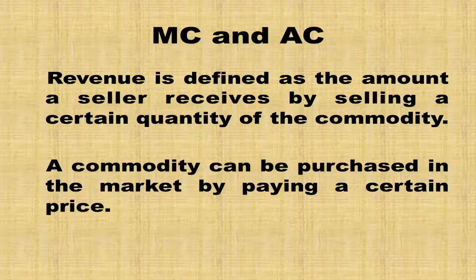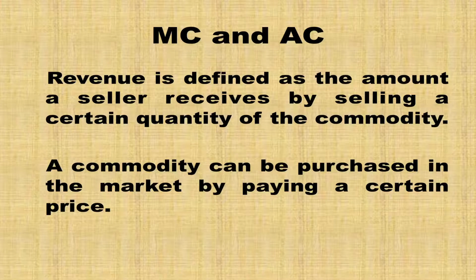Revenue is a producer's earnings. A discussion of cost is not complete if we do not talk about revenue. What is revenue? Revenue is the proceeds from sale of output that a producer receives. This sale of output depends upon the quantity of the commodity sold. So, revenue can be defined as the amount a person receives by selling a certain quantity of the commodity.